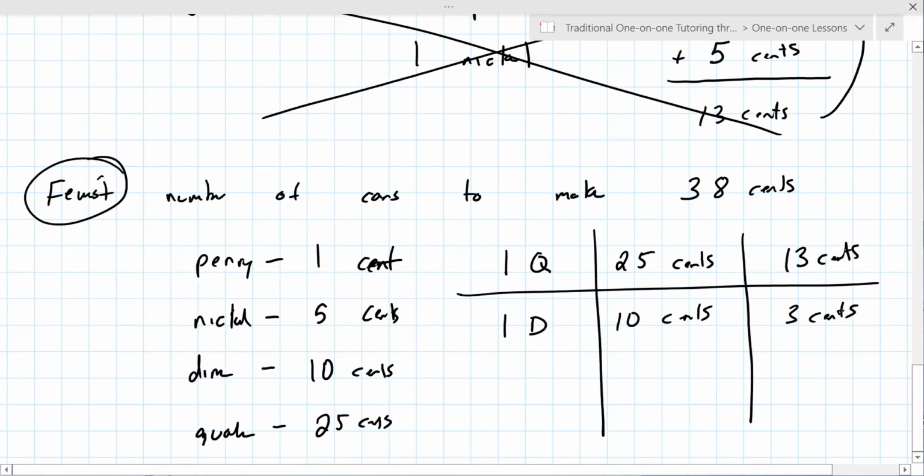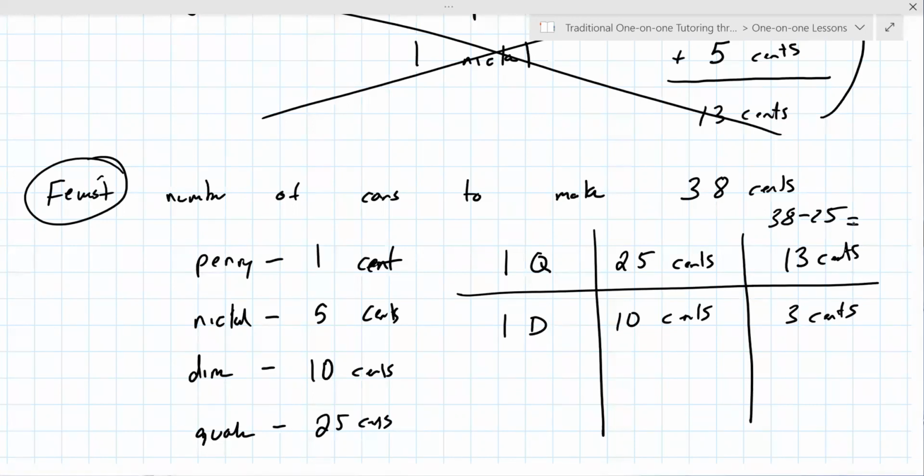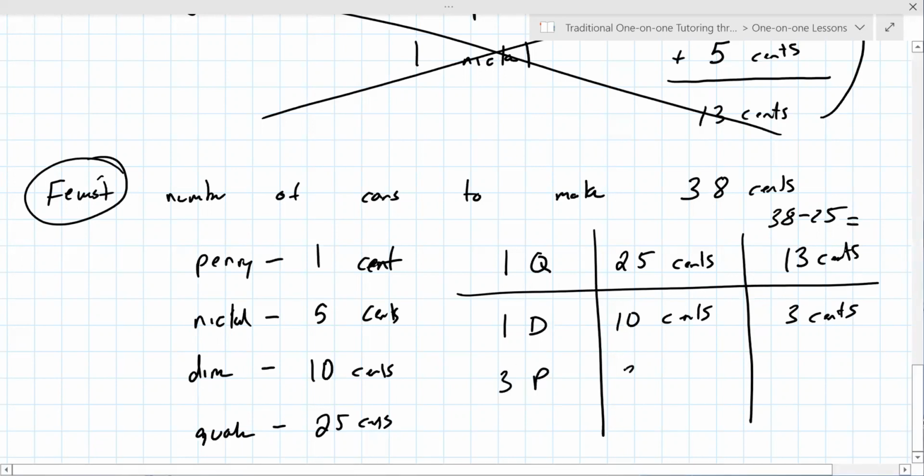So what's the largest coin that goes into 3 cents? Wait, how did you get 13 for 1 quarter? That's what's left over. 38 minus 25 is 13. Oh, okay. So now for that, we need 3 pennies. Yes, 3 pennies, 3 cents, and 0 is left over. So you have to add those, and that gives you 5 coins.